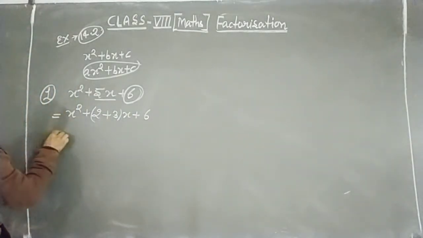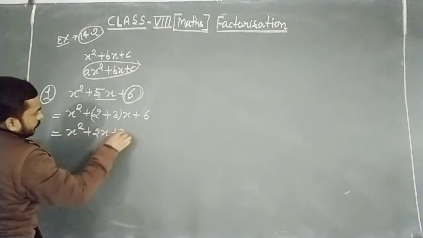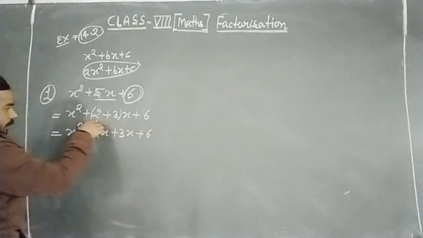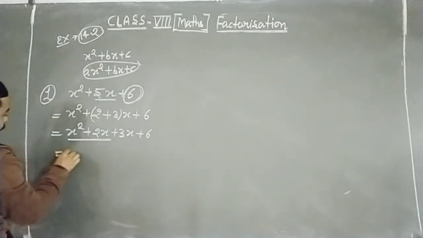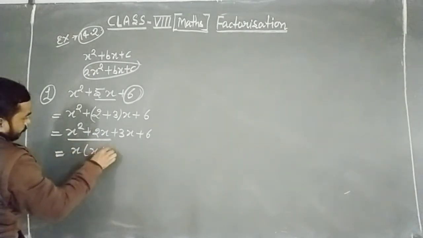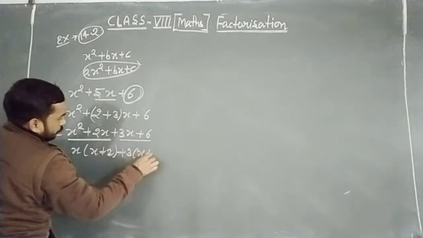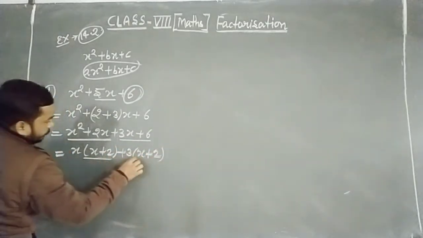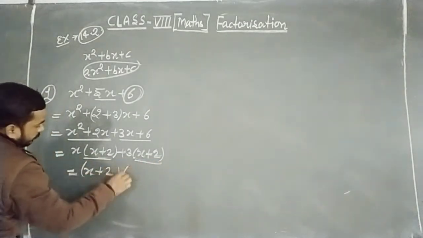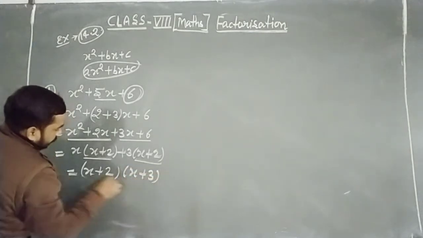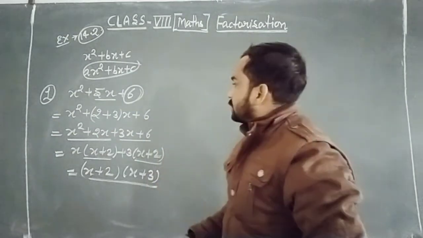Then we have x square plus 2x plus 3x plus 6. Taking common x in the first two terms, x is common, so x plus 2. In the last two terms, 3 is common, again x plus 2. Then x plus 2 is common, so x plus 2 and x plus 3. These are the factors of x square plus 5x plus 6.